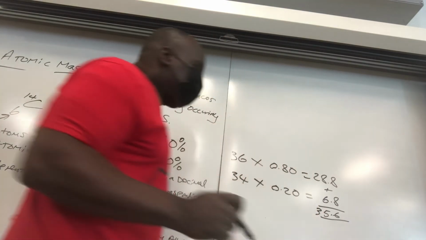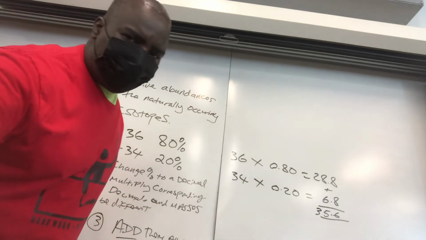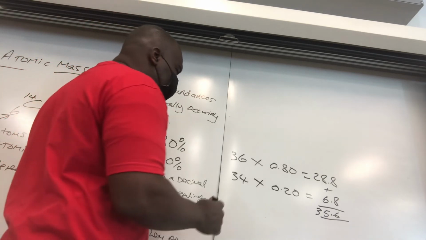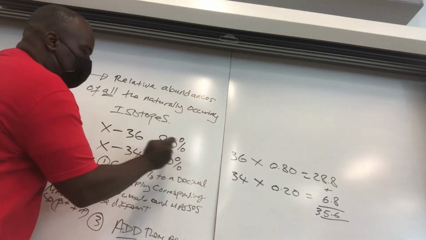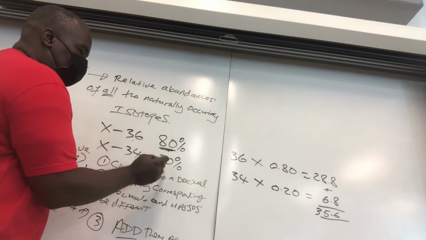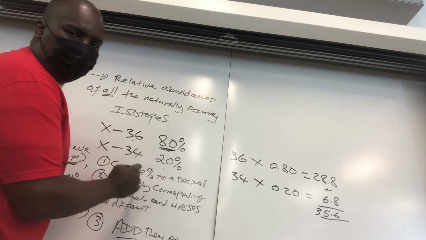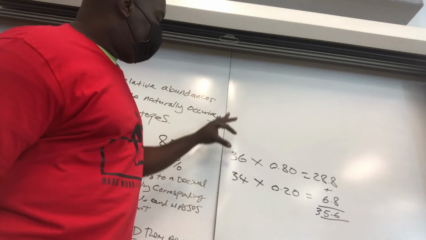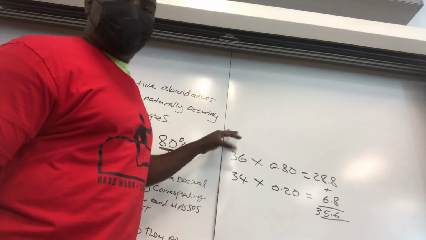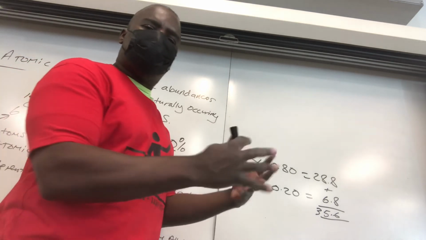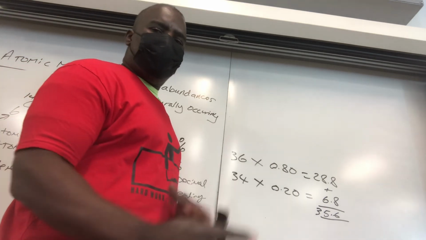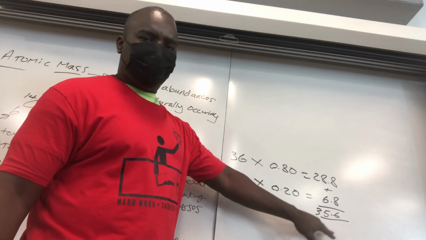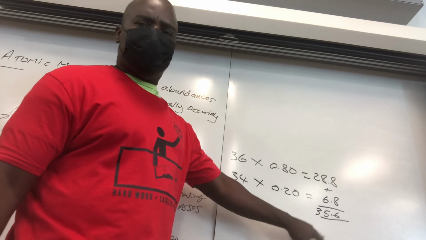The final answer I got was 35.6. Now you should be able to ask yourself, does this answer make sense? Notice we have 80% of 36 and only 20% of 34. So who's dominating? We have more of 36, so your answer should be closer to 36 than 34. You check your answer, and this is much closer to 36 than it is to 34. So it makes sense. We're on the right track.